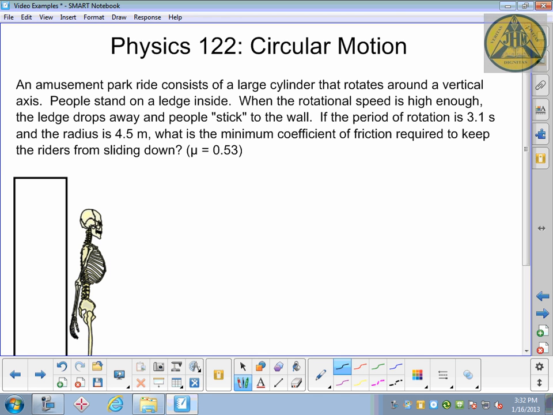So you probably saw the thumbnail for this video and were going, what the heck is this, and what does it have to do with circular motion? So I hopefully can simplify that for you.